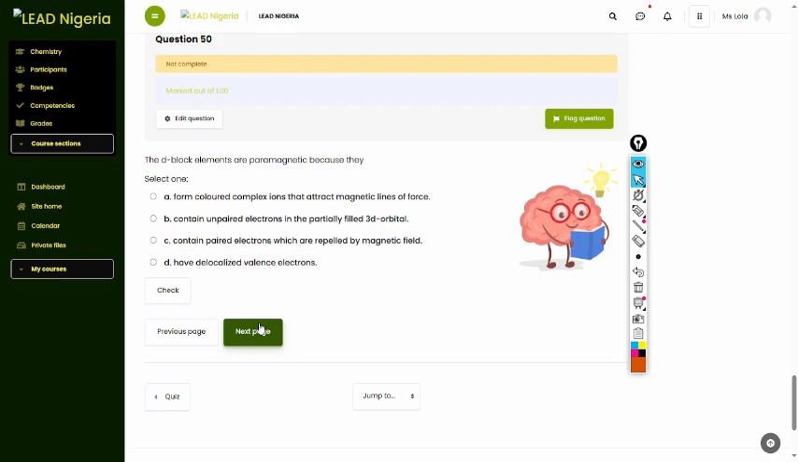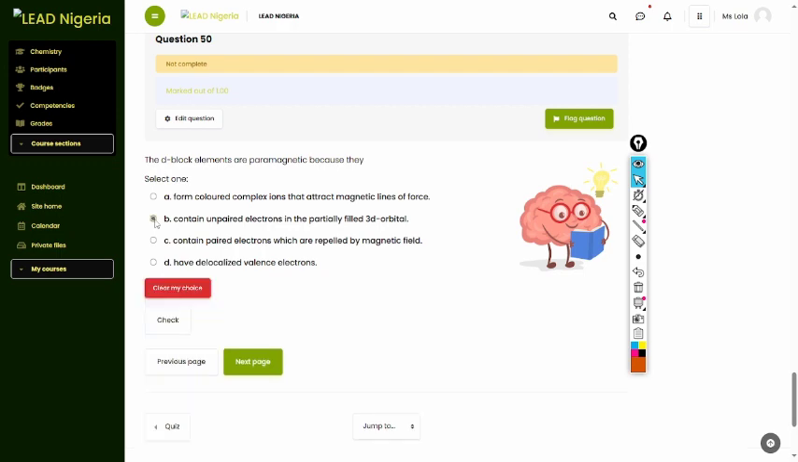Okay, so it means that they are paramagnetic because they contain unpaired electrons in the partially filled d orbitals. That's the correct answer. So paramagnetism is influenced by the unpaired electrons in an atom. So the correct answer would be B.